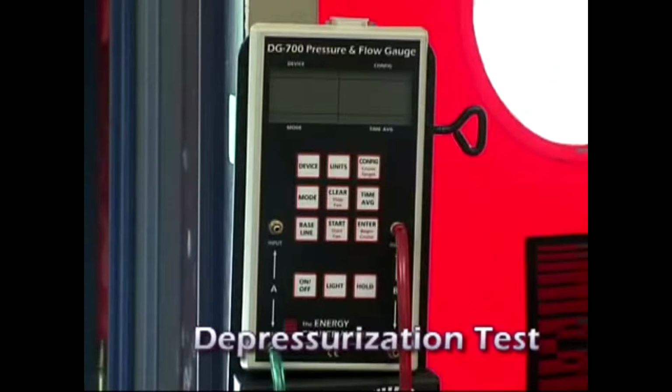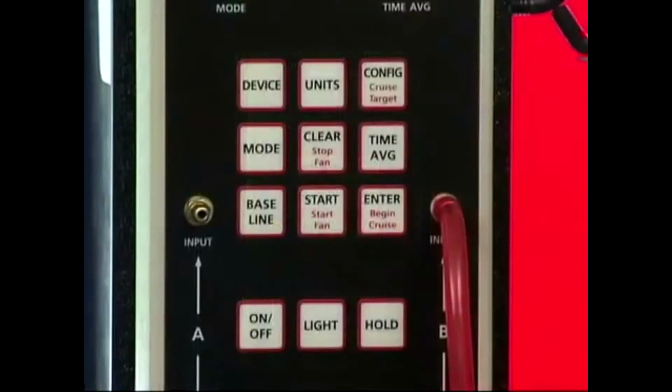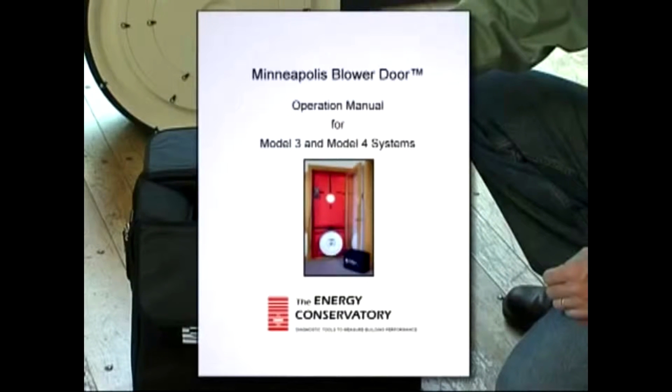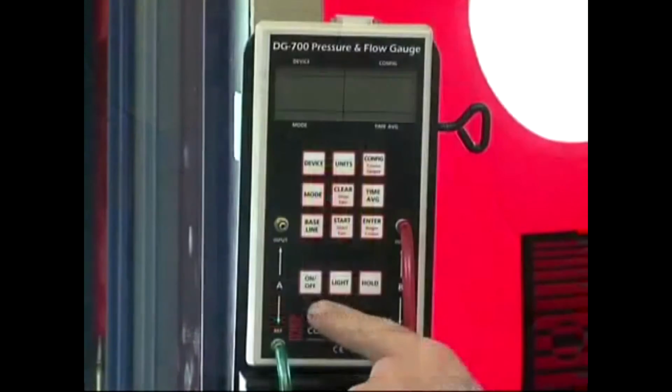We are going to perform a one-point depressurization test, showing you how to set up the DG700, the blower door fan, and take a reading. More information about this test and others is covered extensively in the manual.